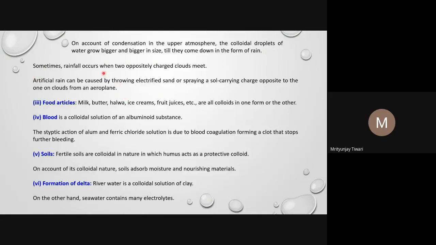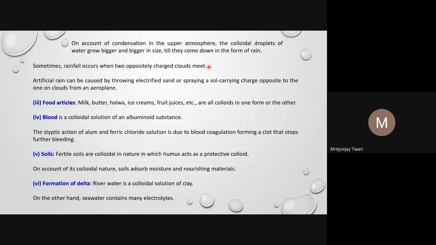Sometimes rainfall occurs when two oppositely charged clouds meet. If two clouds carry colloidal particles of different charges, suppose one cloud contains positively charged colloidal particles and another contains negatively charged colloidal particles, then when they meet each other, rainfall will occur. The colloidal particles of different charges neutralize each other, and larger colloidal particles form, which results in precipitation.